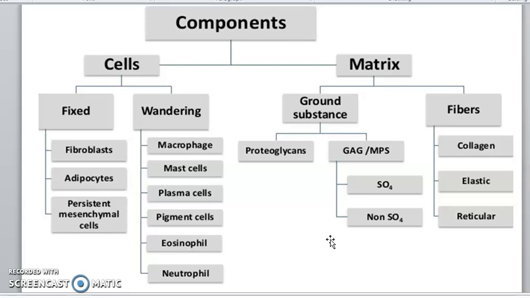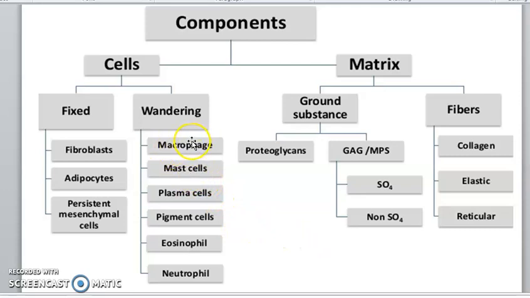Now, if you look at the components of the connective tissue, the cells are either fixed or wandering cells. They are fixed because they remain in their location. They are wandering because they leave from location A to location B. Those that are present in their location and known for their location are the fibroblasts, adipocytes, and persistent mesenchymal cells. Those that are moving, wandering, include the neutrophils, eosinophils, the pigment cells, the plasma cells, the mast cells, and then the macrophages.